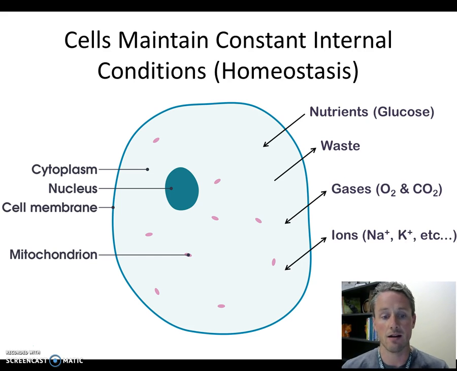And then a lot of cells require some ions to work correctly, things like sodium and potassium, all sorts of other ions. We're going to have to get those in and out of the cell as well. So all of these things have to cross over the membrane, and we have to move them across the membrane a lot to make the cell work correctly. So it's really important that we understand the processes by which we can get these things across the membrane.